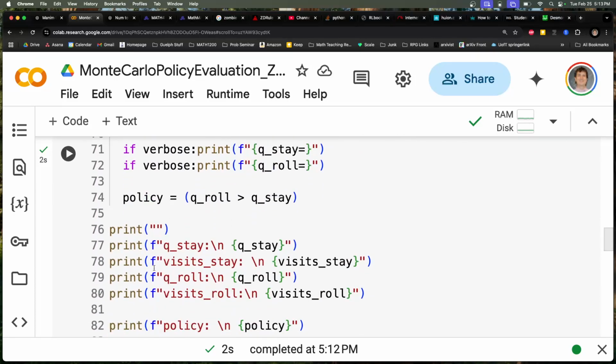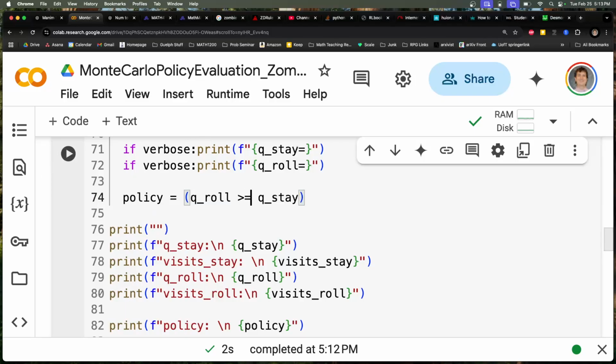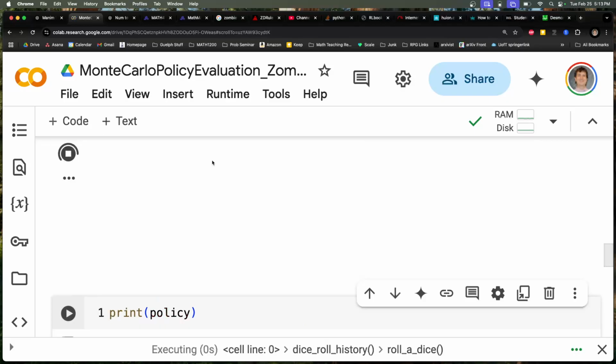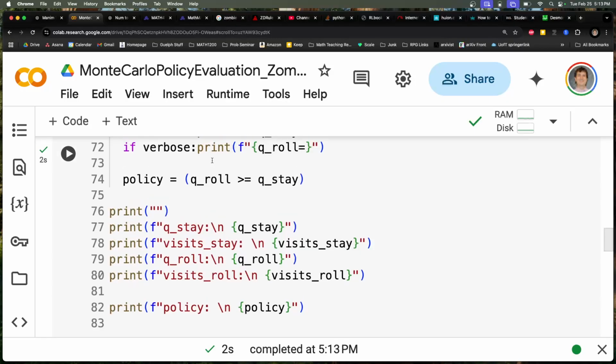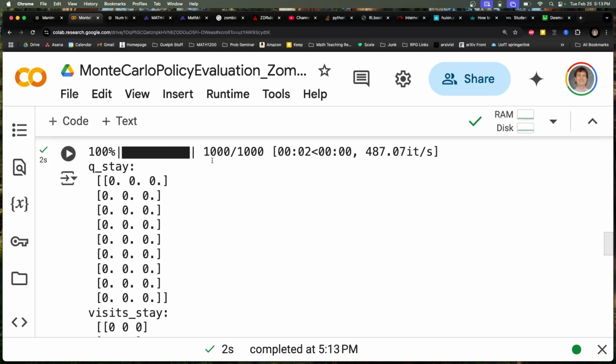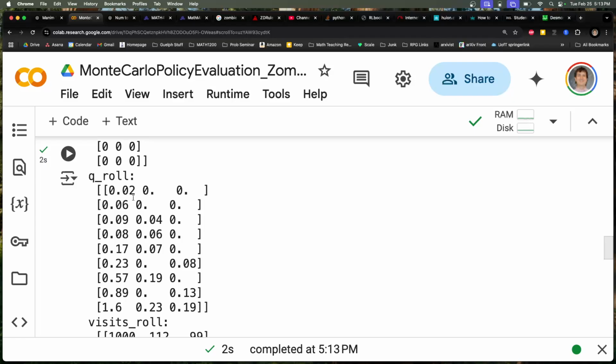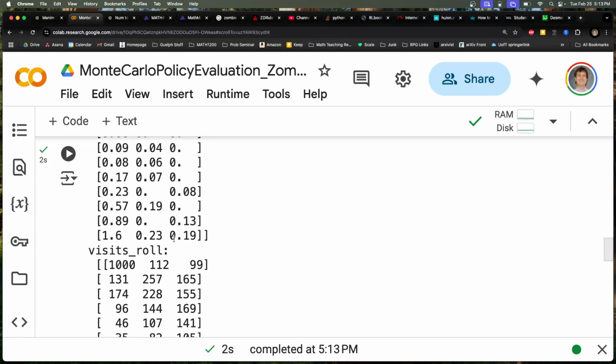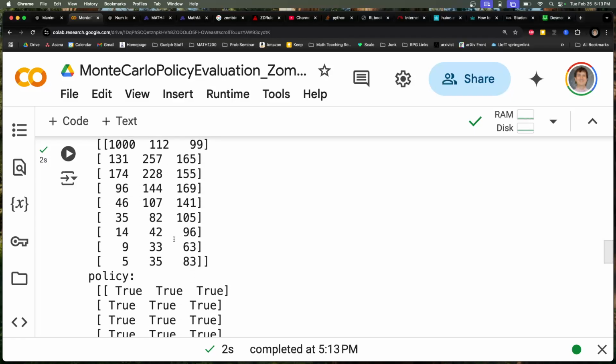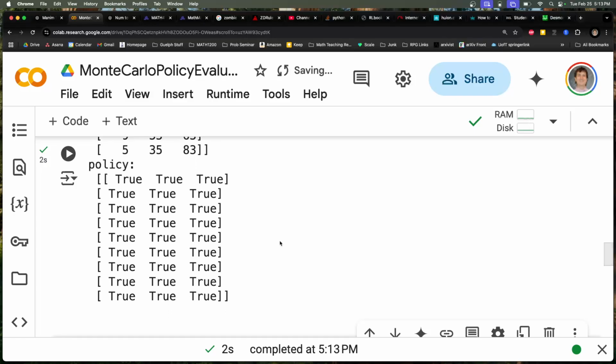Yeah, greater than or equal to. Okay, great. So if the problem is we're staying too much, let's give the ties to the roll. If the computer thinks they're equal, we'll tell it to roll again. That way we'll get some movement. Let's do it. 1,000. Uh-oh. Now Q stay is all zeros. Q roll, interestingly, 0.02. We got all these visits. And the policy says true, true, true, true, true, true, true.